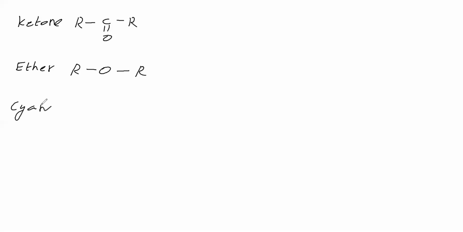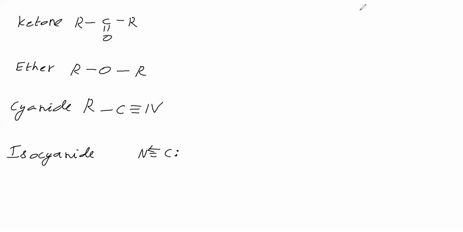Next cyanide. Cyanide in the sense C triple bond N. Here one single bond should be there. That means here an R group will be there. It is called cyanide. Next we can say isocyanide. Isocyanide in the sense NC we can say. Here the bond we are giving like this. Here one single bond will be there, and an R group will be there. It is called isocyanide. Cyanide means CN we can say. Isocyanide means NC we can say. Like this many functional groups are there.